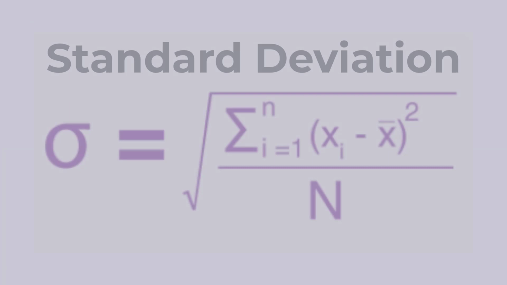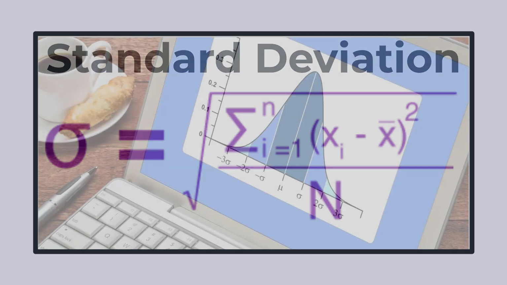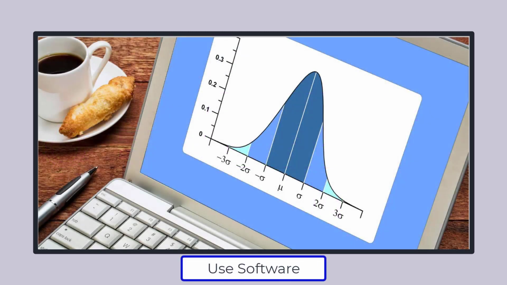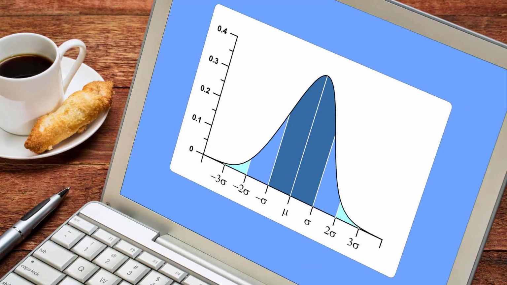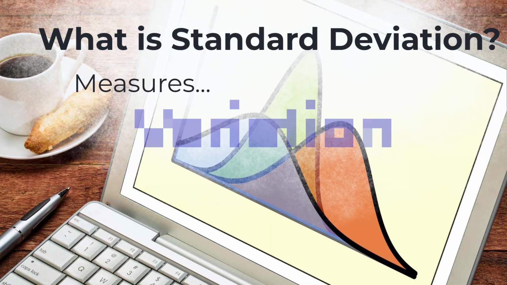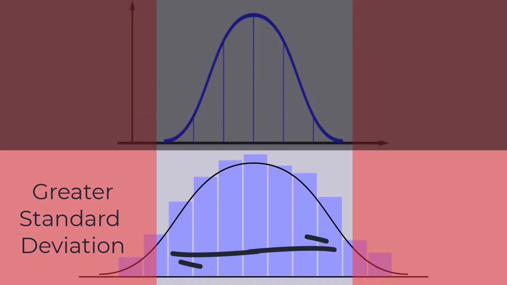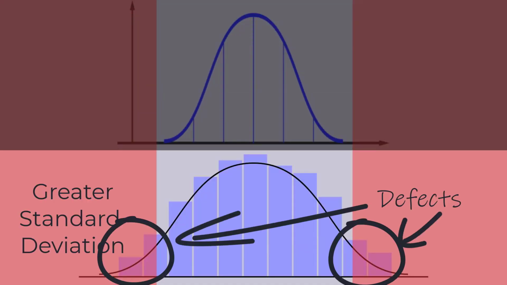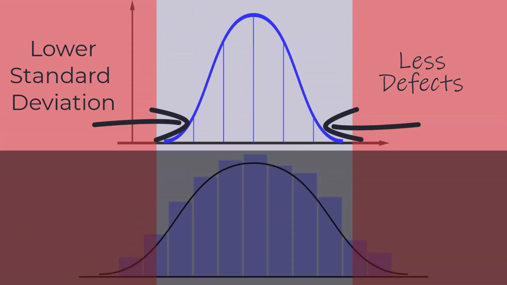The calculation for standard deviation is a little more complicated, however, but standard deviation would rarely need to be hand calculated. I recommend always using Excel or an online calculator to determine the standard deviation of a data set. Knowing how to calculate a standard deviation is much less important than understanding what it represents and how to analyze it. Standard deviation is a measure of variation or dispersion. The higher the standard deviation, the greater the variation, and the more defects that will be produced. But the lower the standard deviation, the tighter the process controls, and the lower the defect rates.